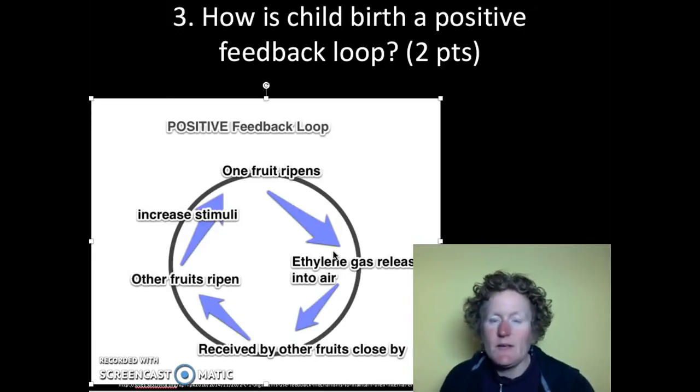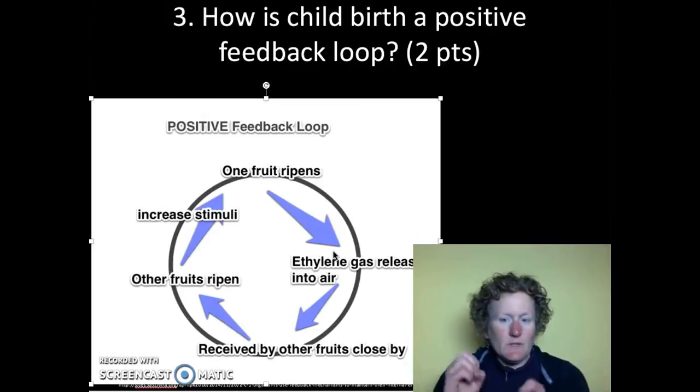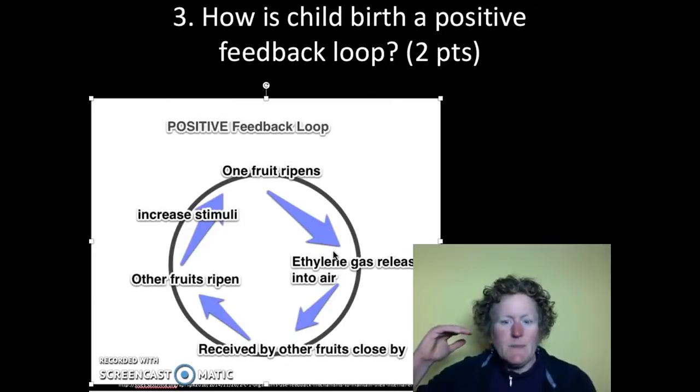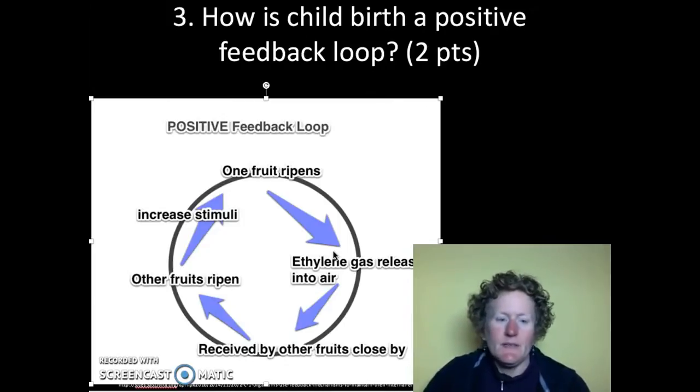In the video, they talked about how childbirth is a positive feedback system. A woman's body produces oxytocin, it makes the uterus contract, and the uterus contracting makes more hormone. And so the response amplifies, of course, until the baby is born.